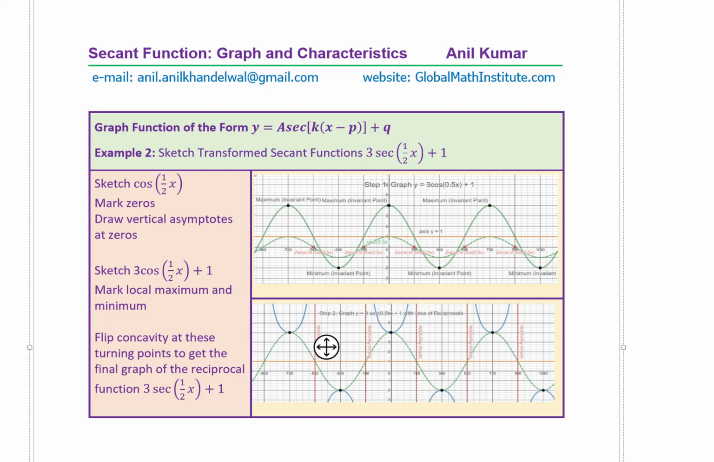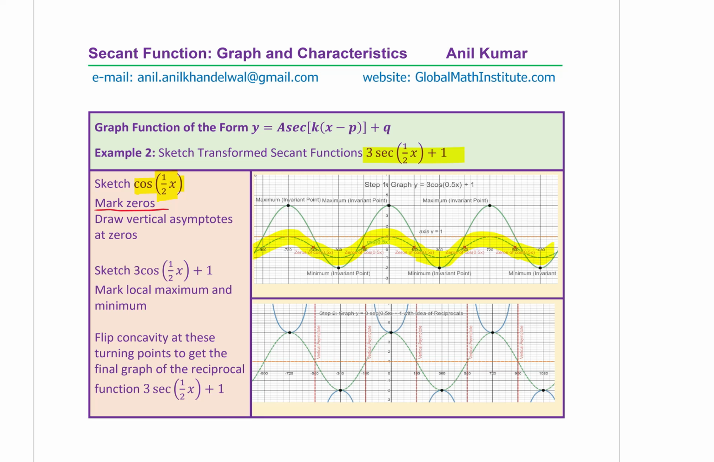Let's sketch this function to really understand what we are trying to say. So the function which we are going to sketch is 3 secant half x plus 1. The idea here is, first, we are going to sketch the cosine function, which is cos of half x. Now you can see this graph is the graph for cos of half x. Once you sketch this graph, then we have to mark the zeros. Which are the zeros? Well, these are the zeros for this particular graph, correct? So mark these zeros.